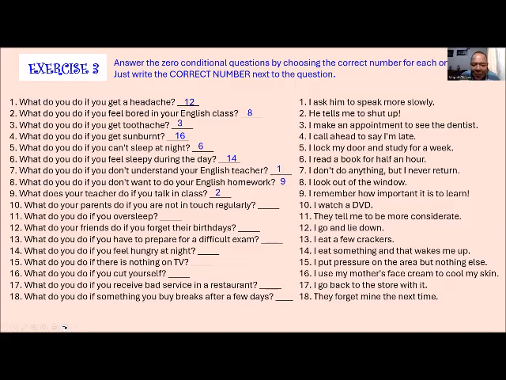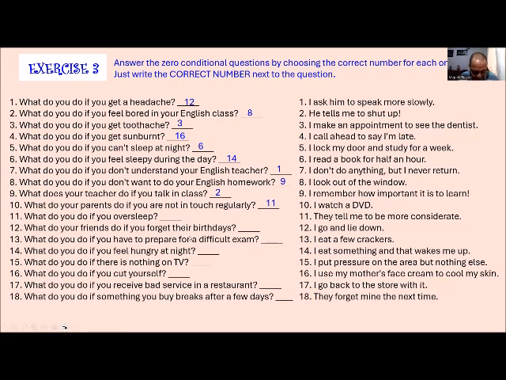in the first column we have numbers, and for the possible answers we have numbers. Okay, then please, Liliana, you are right. You are correct. Please read the question in number 10 and give us the answer as you said, number 11. What do your parents do if you are not in touch regularly? Number 11. They tell me to be more considerate. Thank you so much, Liliana. Sorry for the confusion.